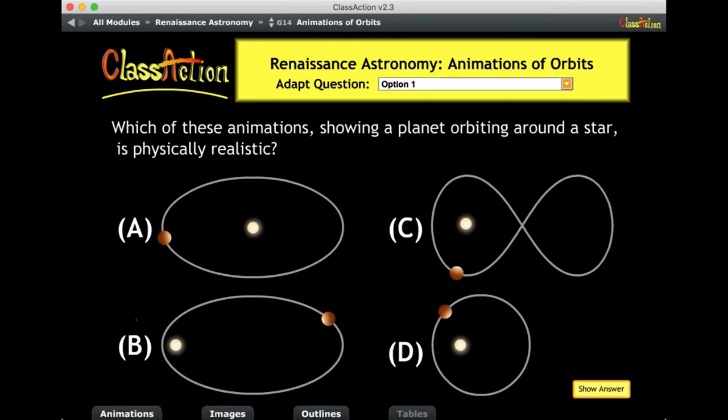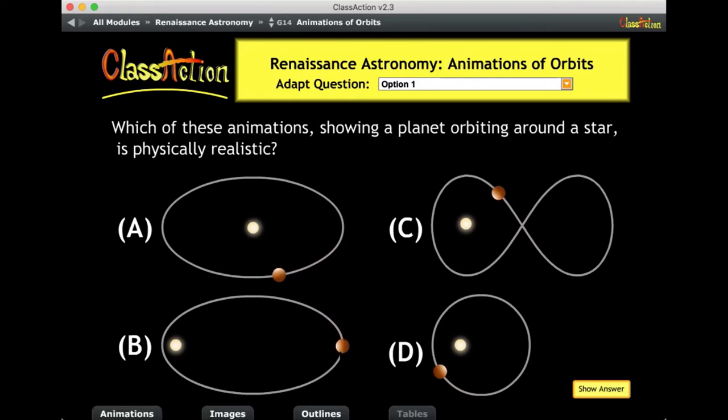B, that makes B therefore the realistic scenario. It has an elliptical orbit. The sun is indeed at one of the 2 focus points, which is Kepler's first law. Kepler's second law is also exhibited here because the speed of this planet changes as it goes around the sun. In fact, it's fastest when it's closest to the sun and slowest when it's further away from the sun.